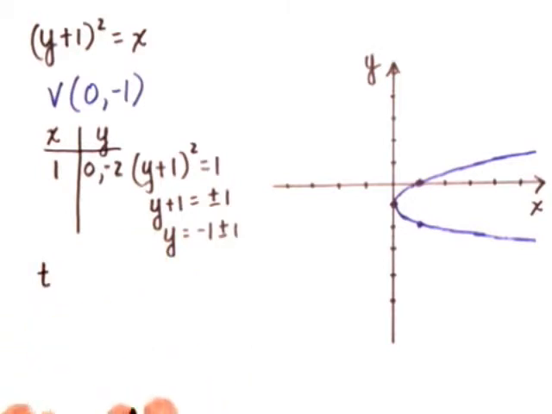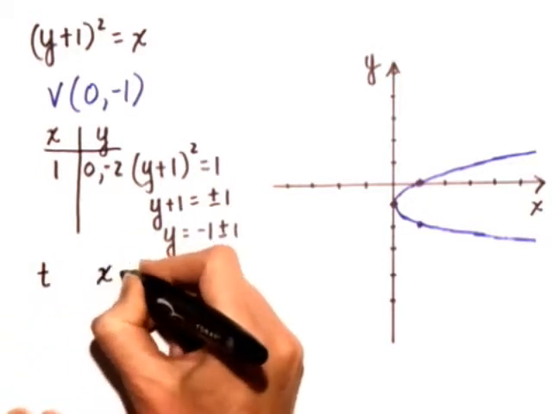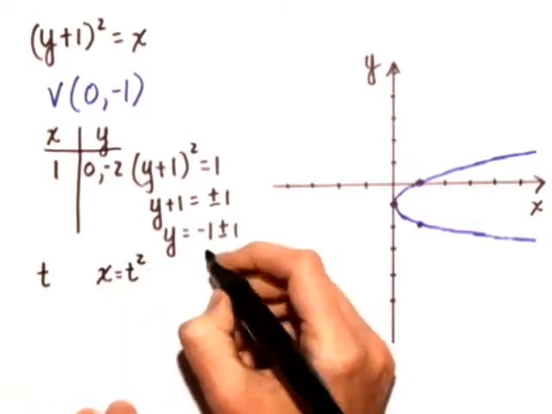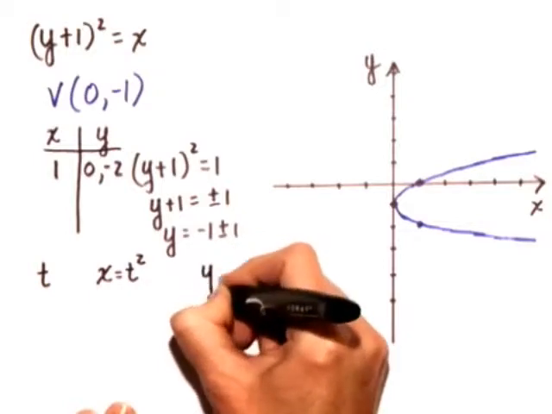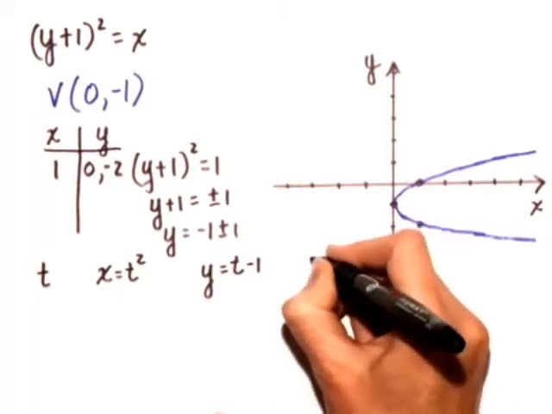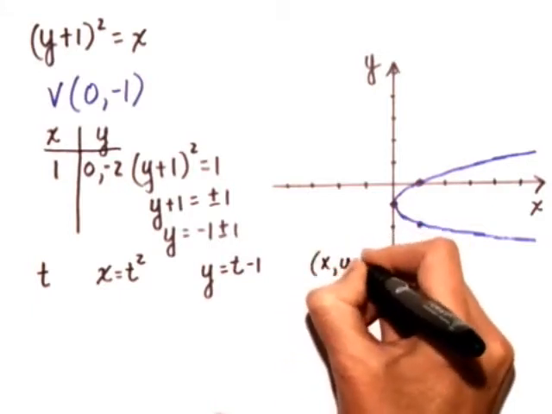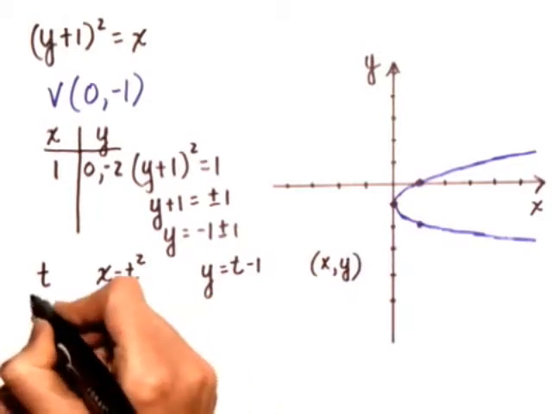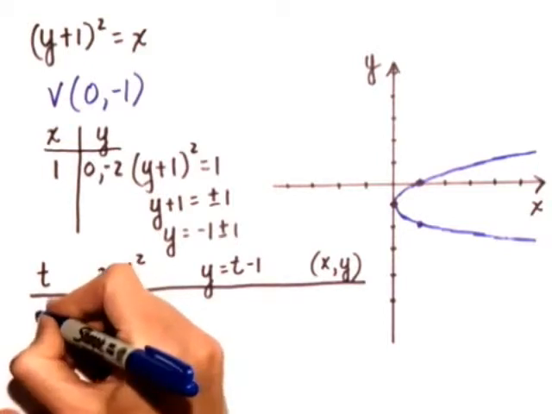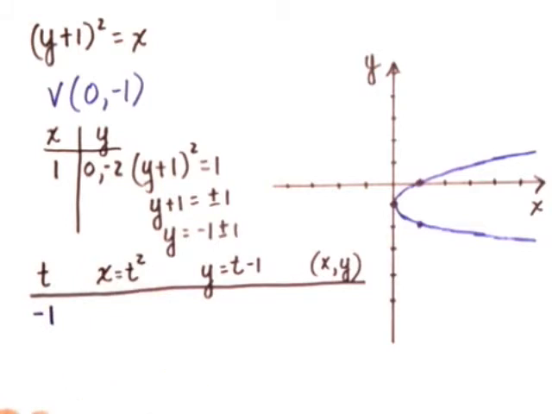We'll have t. We'll also have x, which is equal to t squared. And we'll also have y, which is equal to t minus 1. And we'll have a corresponding point, x comma y. Remember, the original restriction was that t could be any real number from negative to positive infinity. So let's just start by picking a couple of different numbers. Let's let t equal negative 1.